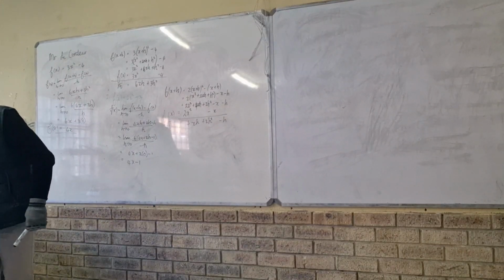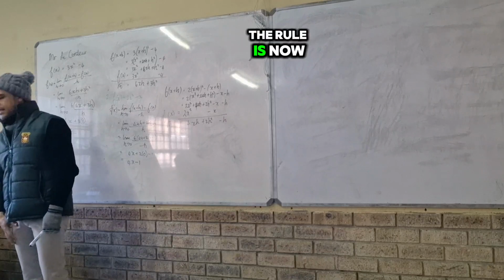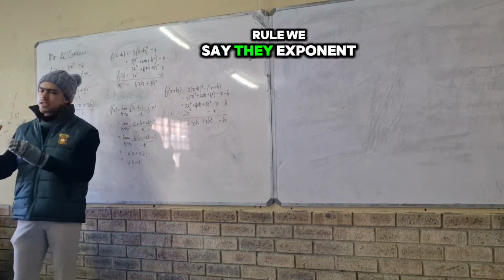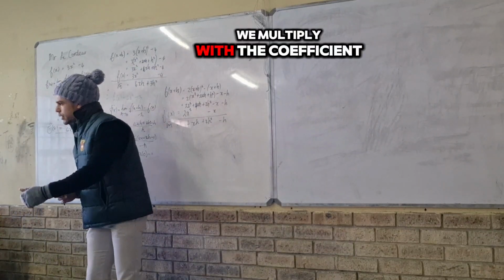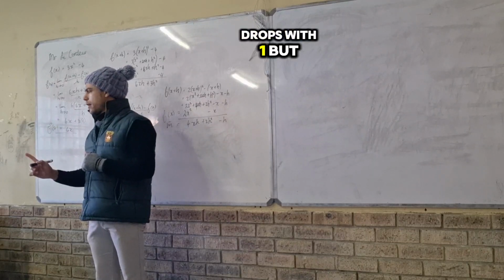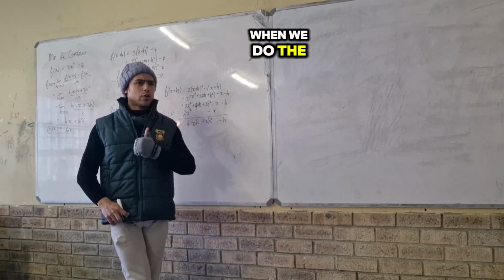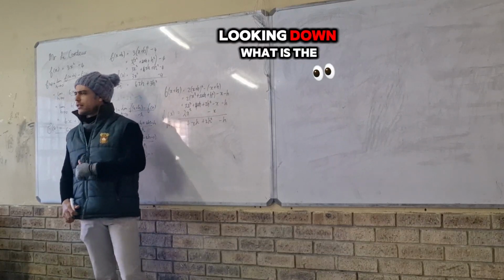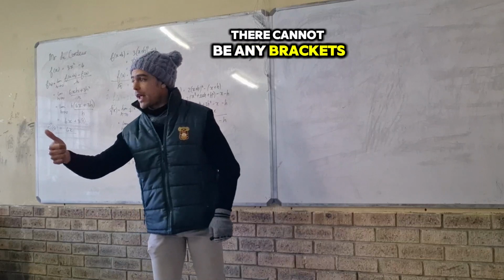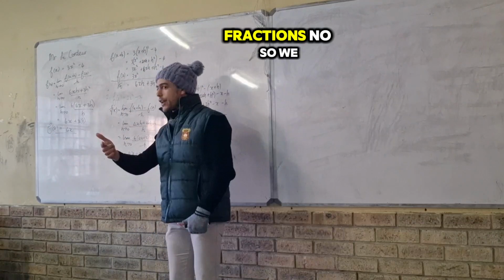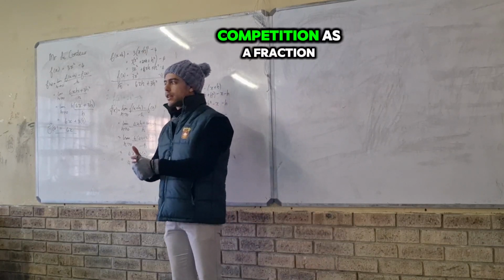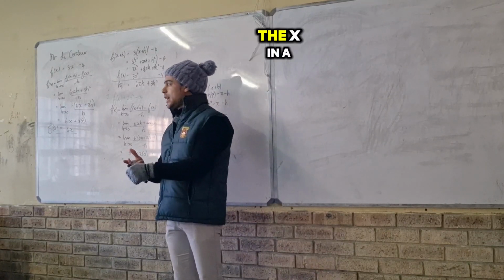Here's another example. I'm talking about the rule. The rule is where we can differentiate, not from first principles, but using a rule. We take the exponent, multiply it with the coefficient, and then the exponent drops by 1. But when we use the rule, there are a few important things. You can tell me, what are the important things? There cannot be any brackets. There cannot be any fractions. So we don't want x in fractions. We can have a coefficient as a fraction, but we don't want the x in a fraction.